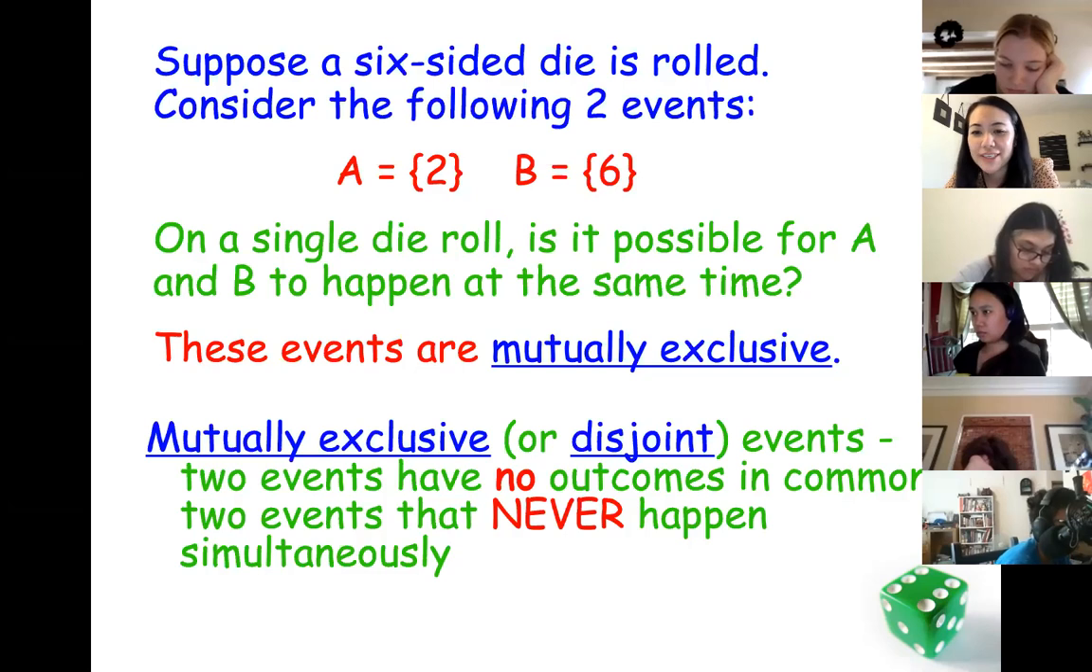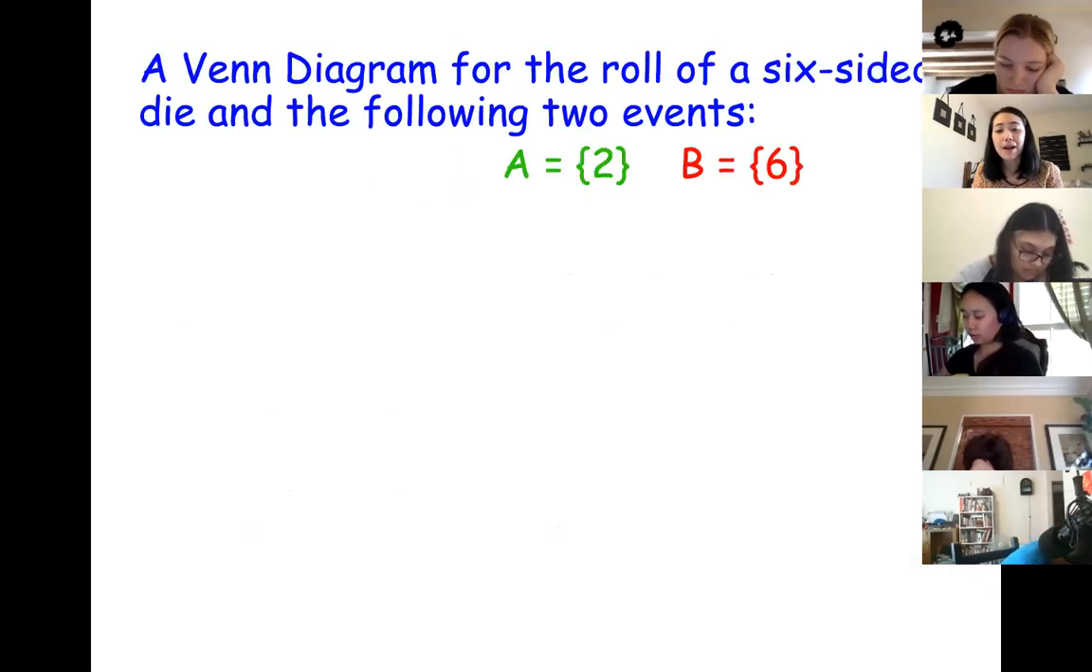Mutually exclusive or disjoint means that the 2 events have nothing in common. So like even in prime, those were not mutually exclusive events because they shared a 2. But these 2 events don't share any common outcomes. So if you guys were to imagine the Venn diagram, what would that look like? What do you think? I have a little box there for you at the bottom right. What do you guys think the Venn diagram would look like for disjoint events?